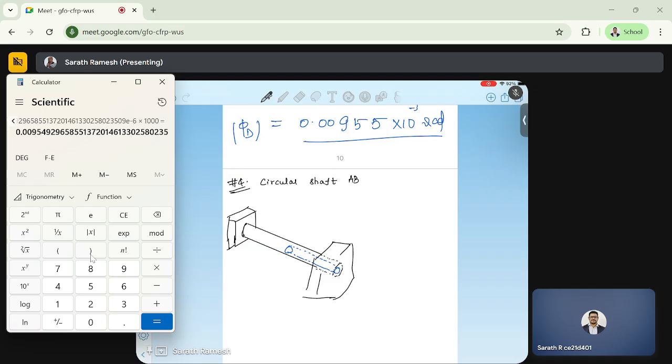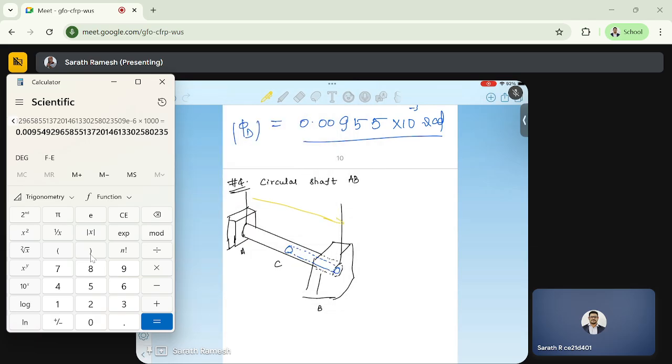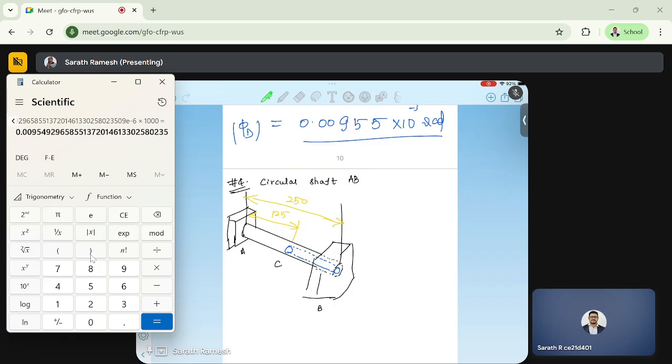Now AB, the total length is 250 mm. This is A, this is B, this is C. The total length is 250 mm, and this is 125, that is 125. So C is the center, and there is some external torque applied in this direction. This is 122 Newton meters.